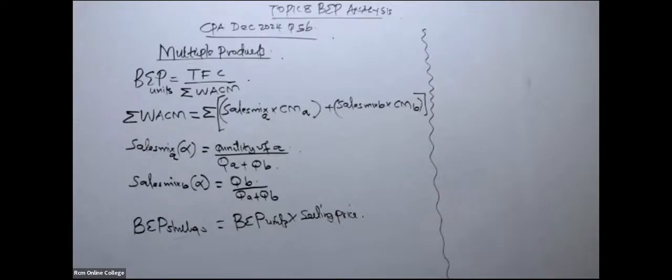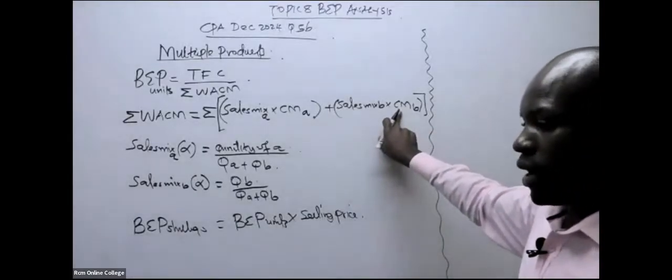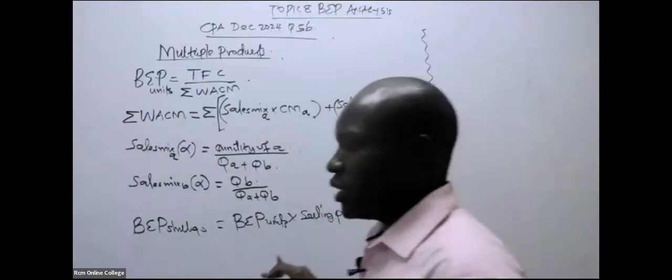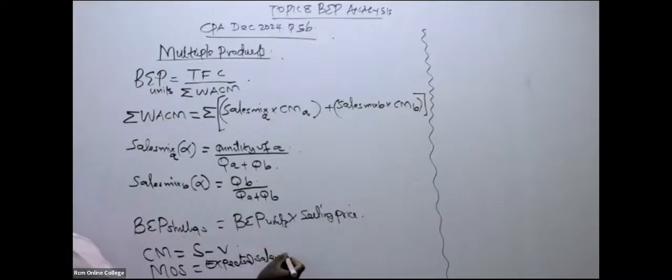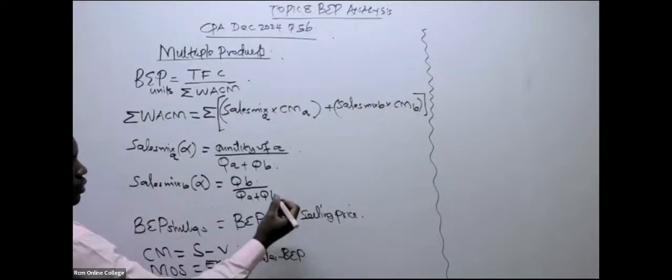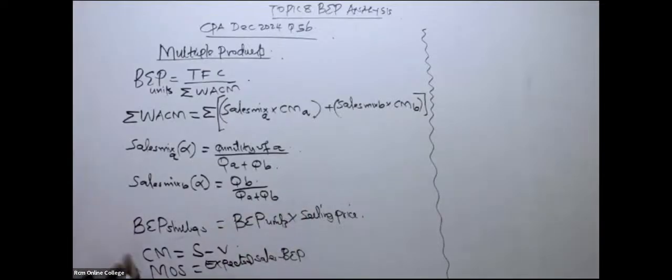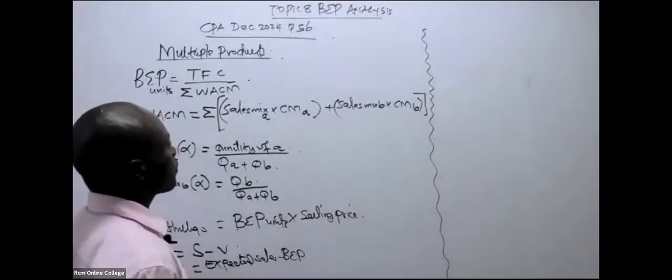Of course, we need to get our contribution margin. We all know how we are getting contribution margin when you're dealing with single products. Contribution margin is equal to selling price minus variable cost. Margin of safety, don't forget that, is equal to expected sales minus break-even point. So it can be in shillings or in units. It is not changing anytime soon.